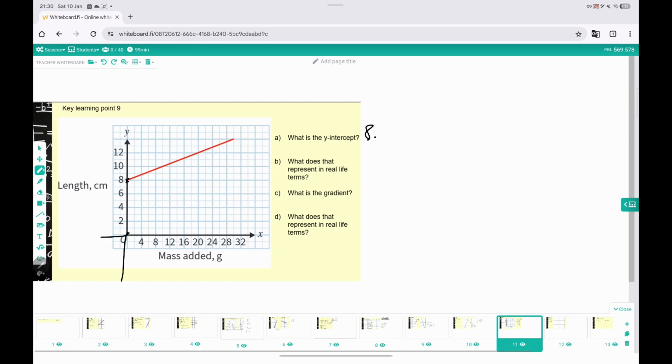What does that represent in real life terms? Well, when there's 0 mass added, there's a length of 8. So that's what it means. When there's no mass added to the spring, it's 8 centimeters. You could also say, it's quicker to say, the spring's resting length is 8 centimeters.